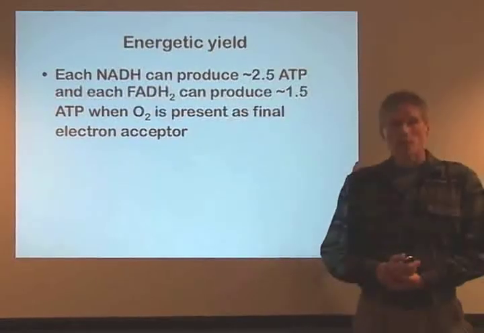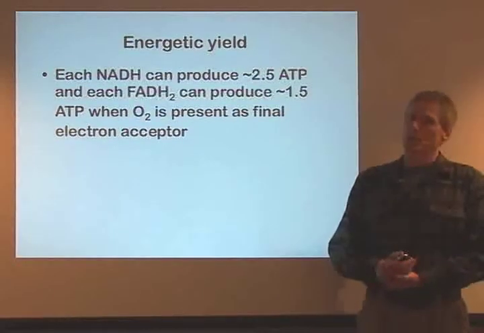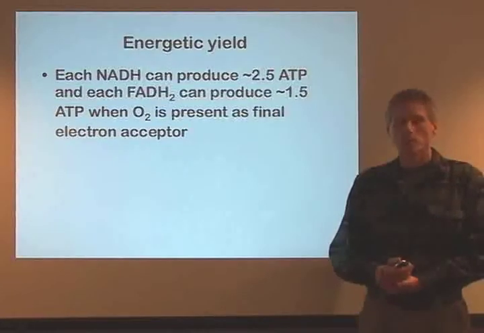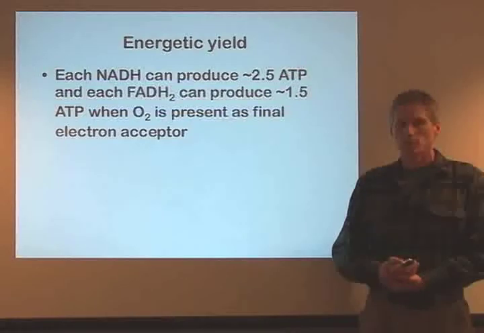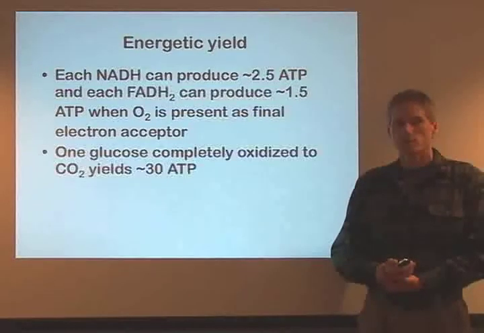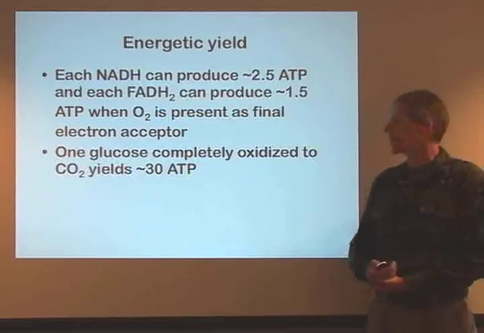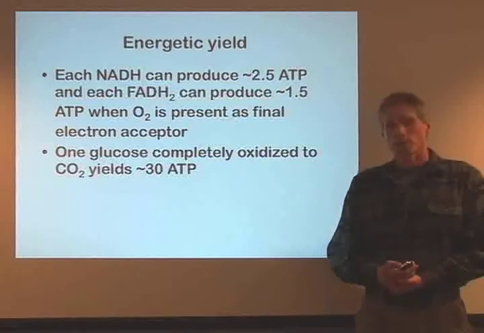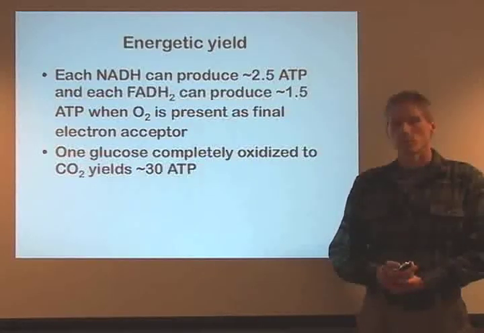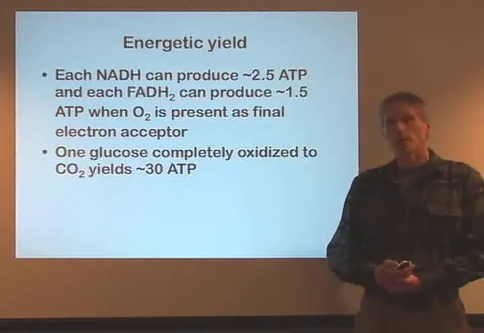So each NADH can produce about 2.5 or 3 ATPs, and each FADH2 can produce about 1.5 when oxygen is present to be the electron acceptor. This all requires oxygen. So that means one glucose completely oxidized to CO2 yields about 30 ATP. So you can do the calculations for one 16-carbon fat molecule. How many ATPs are you going to get from that?